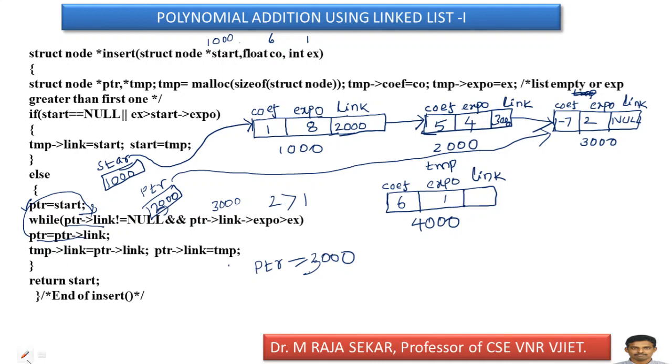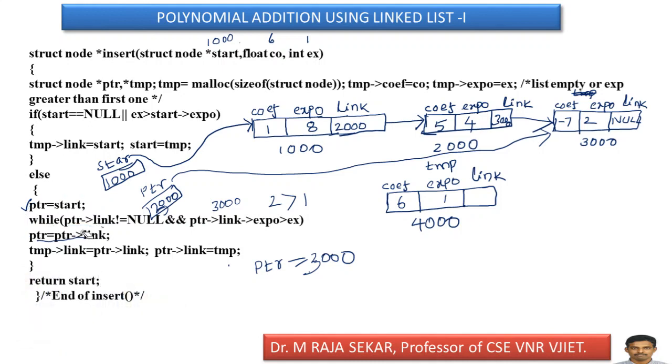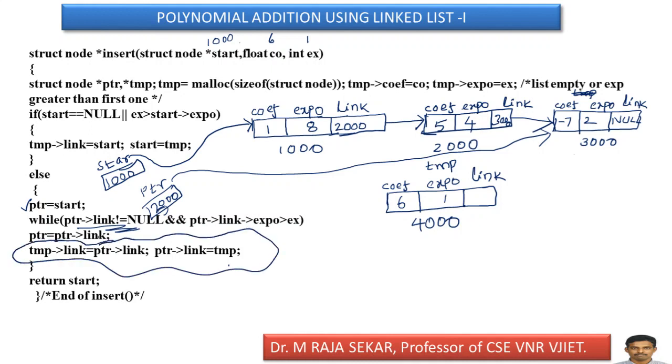Now which one will get executed? Let me erase this first. Also, let me erase this. Now just see. Yes, let me choose pen first. PTR is 3000. 3000 link is null. Therefore, null not equal to null is false. The while loop will be terminated. Therefore, these two statements will get executed.